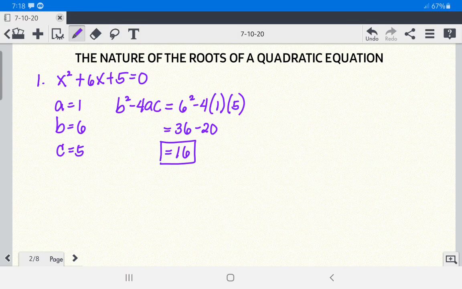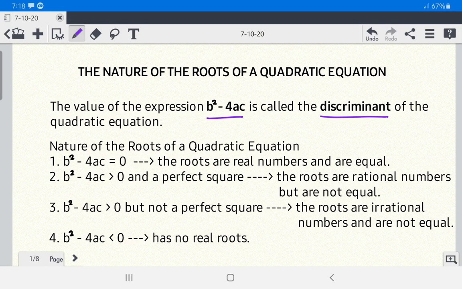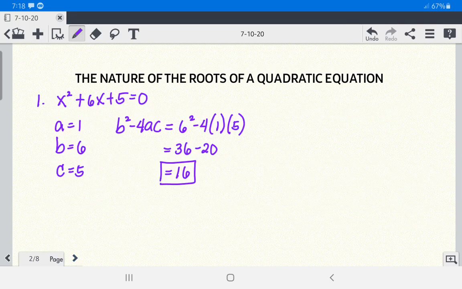So here, from the second condition, if b squared minus 4ac is greater than 0 and a perfect square, then the roots are rational numbers but not equal. So let's go back to this example and check.